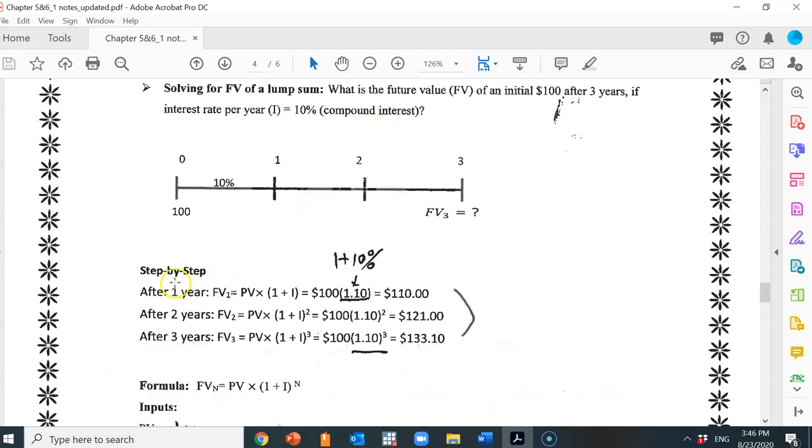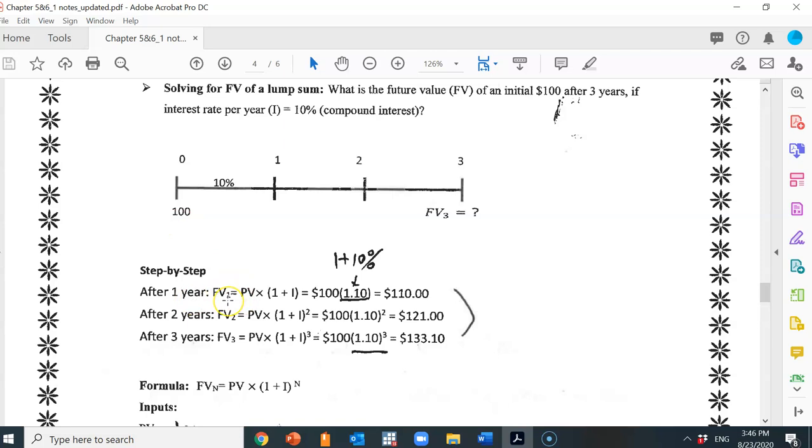Okay, so step by step, we can solve these questions by using the step-by-step method, by using a formula, and by using a financial calculator. So let's look at the step-by-step method first. Okay, we have $100 to start with at time 0.